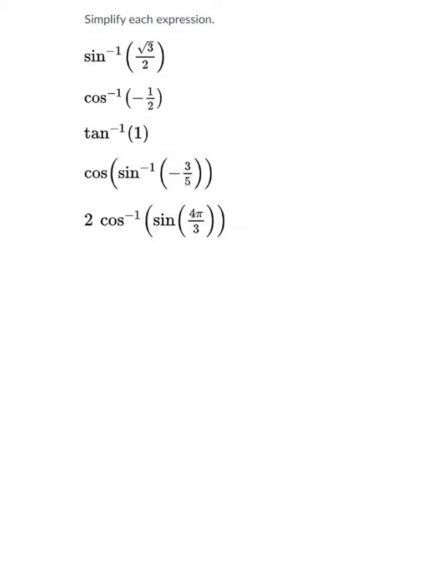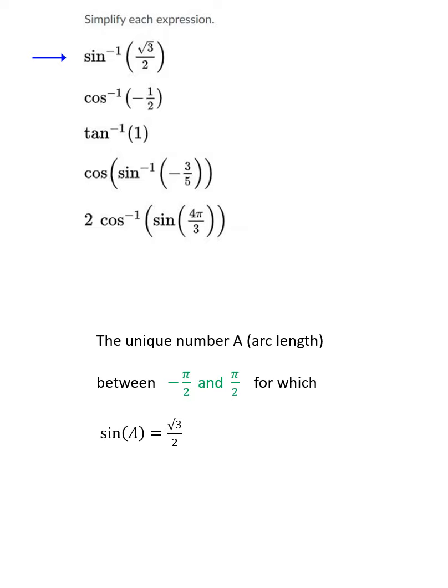Here's a problem with 5 separate, unrelated parts. Let's start with the first question, the inverse sine of radical 3 over 2. The definition is below. I'll pause while you read that. That is the meaning of the inverse sine of radical 3 over 2.